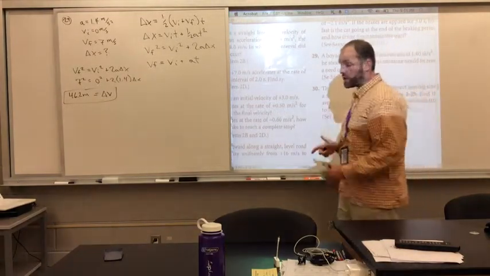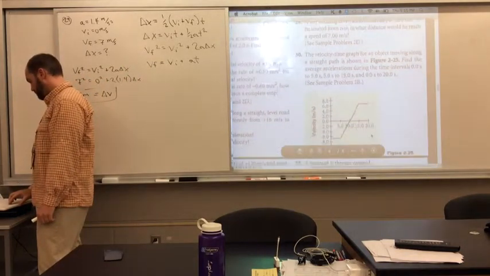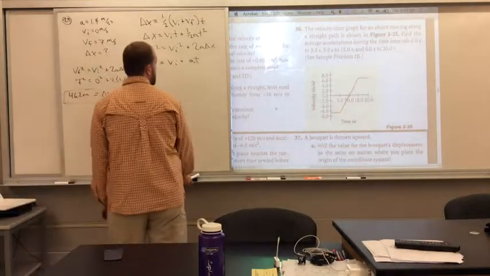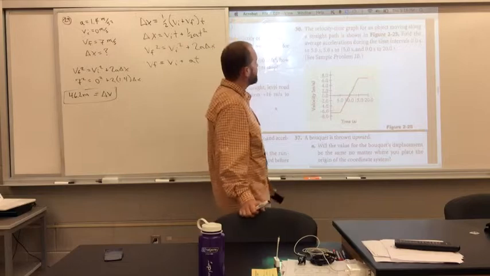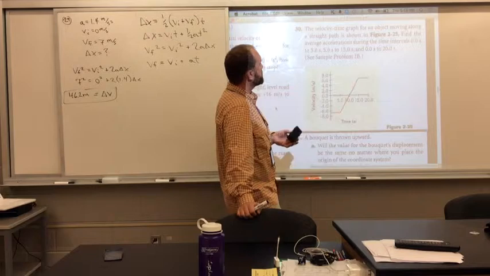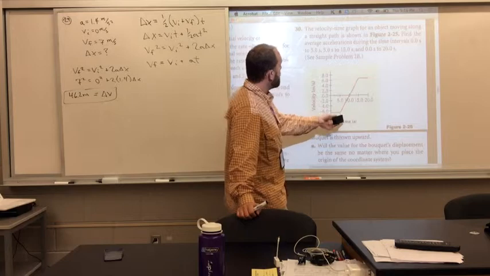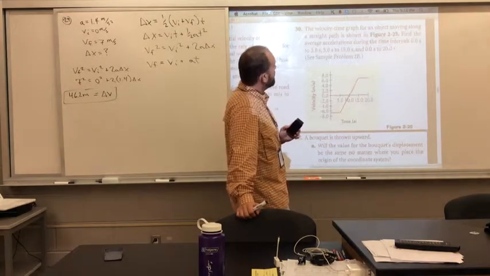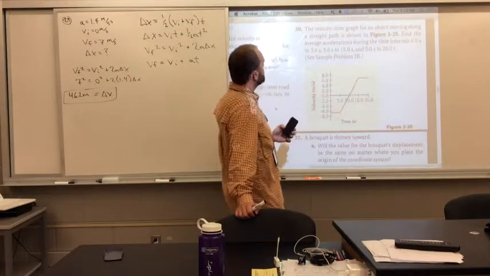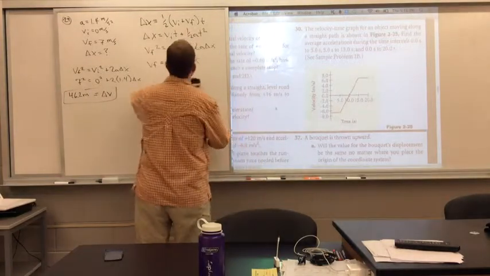All right, let's take a look at 30. 30 says, velocity time graph for an object moving along a straight path is shown in this figure. Find the average accelerations during the time interval 0 to 5, 5 to 15, and 0 to 20. So they want average acceleration.